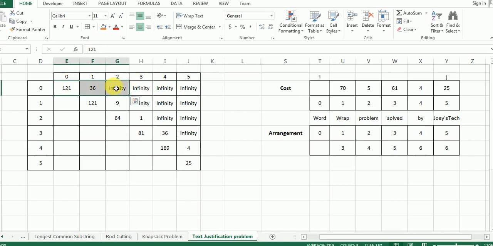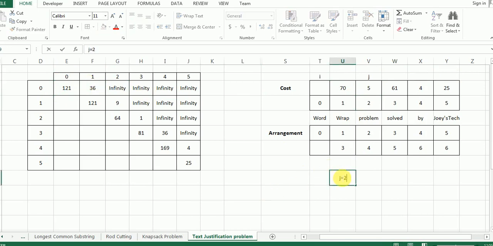Only way, only cell, only position at which the split is possible is at j equals to 2. So I am going to bring j directly over here. Okay, so at j equals to 2, the split is going to be possible because 0 and 1 can be placed in one single line. So j equals to 2.